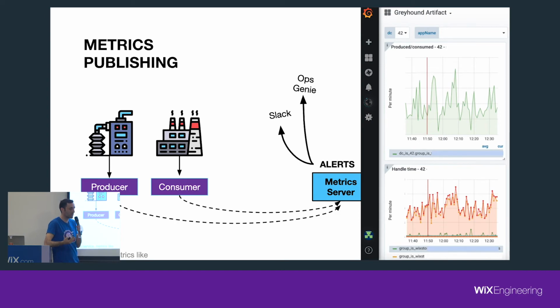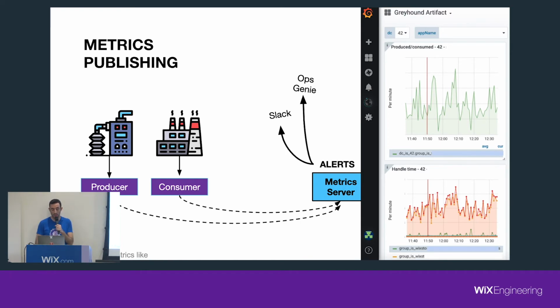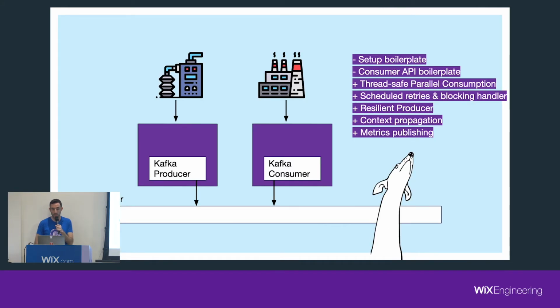So for instance, if there's some issue, you can get a Slack alert in your team's Slack channel. And also, we use the Opsgenie third-party tool. We have it in our phones and our apps. Okay, so that was about metrics and monitoring.